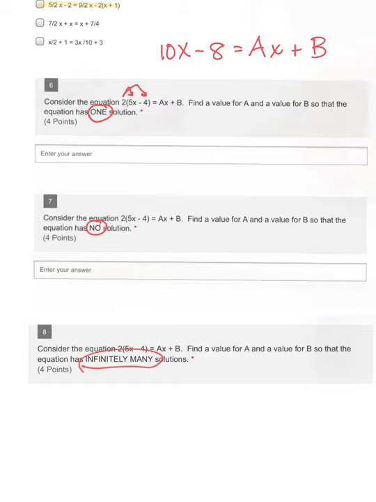I know that with one solution, my variables cannot be the same because they can't cancel out. So that means for my answer, a can be any number except for 10. Because if it were 10, it would cancel that one out. That's not what we want for one solution. One solution means that my variables will not cancel out because I need that x to remain to figure out what the one solution is. So for a, it could be any number but not 10.